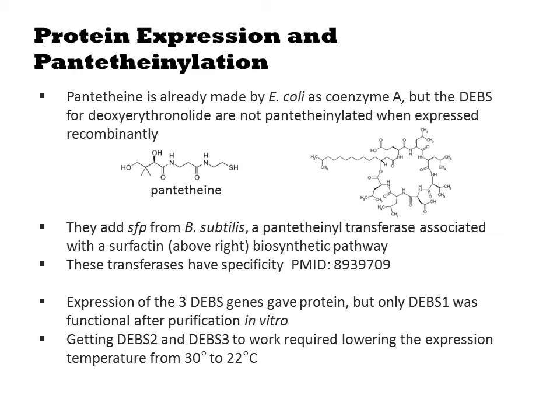All three DEBS genes produce protein, but only DEBS1 was functional after purification in vitro. They found that by lowering the growth temperature to 22 degrees Celsius, they could get the other two to express as well. This trick of reducing the temperature is often done in producing protein for crystallography. It helps proteins fold rather than aggregate by slowing everything down.